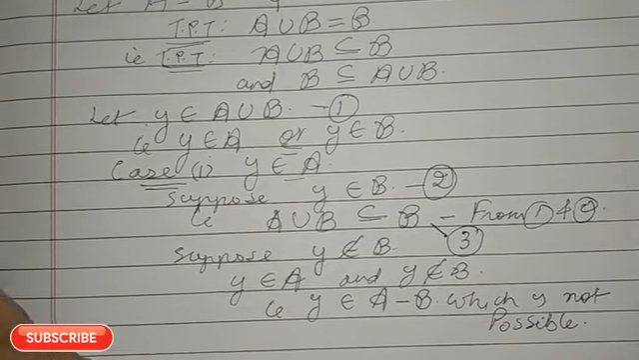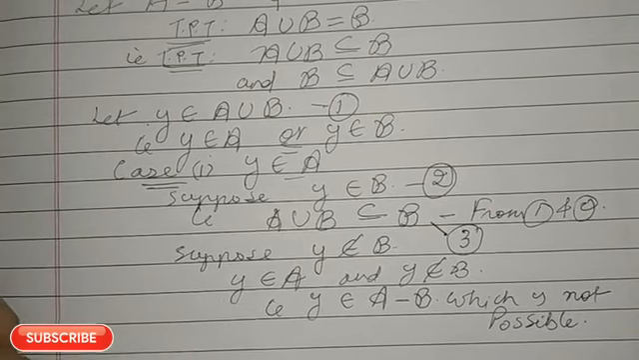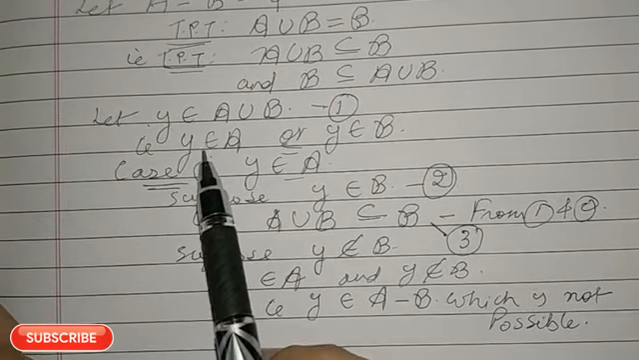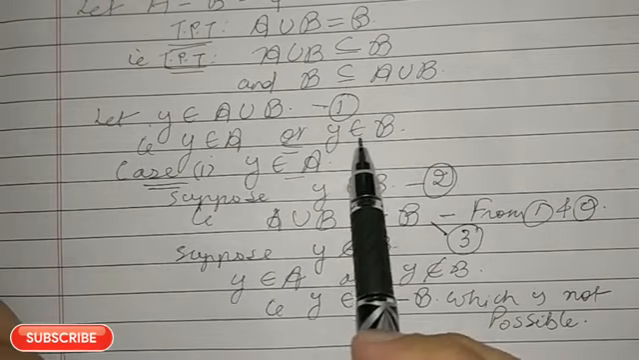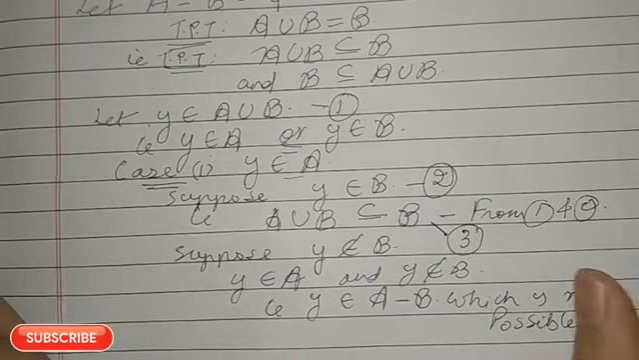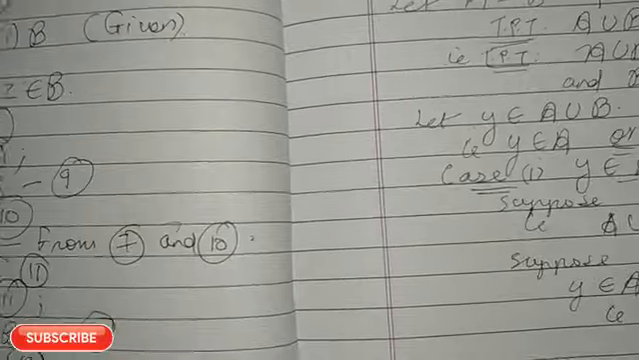y belongs to A. Now we have to consider case 2. The first case we have considered, that is y belongs to A. Now we have to consider case 2, that is y belongs to B. So y belongs to B, that is case 2.